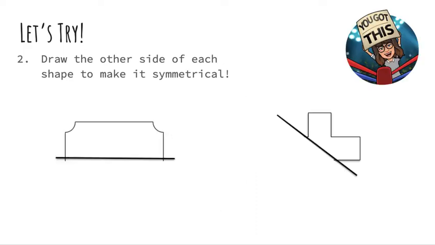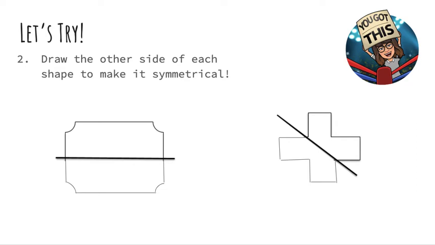All right, let's try it with these shapes. Go ahead and draw each of these shapes with their line of symmetry, and then I want you to draw on the other side so that the sides are symmetrical, so they're exactly the same. Take your time and please pause the video so you have enough time to do that. All right, here's what I drew to make them match. They're not perfect, but I did my best, and that's what counts.